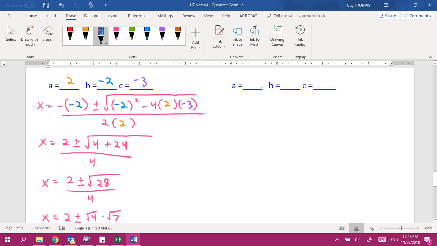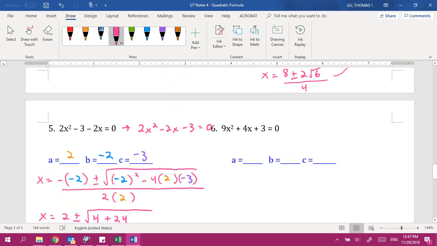Okay, and we got one last example over here. This is a special one. Number 6: 9x squared plus 4x plus 3 equals 0. Is it already in the form that we want it to be? Yes, it is. It's set equal to 0, lined up from highest power to lowest power. So what is A? 9. What is B? 4. And what is C? 3.